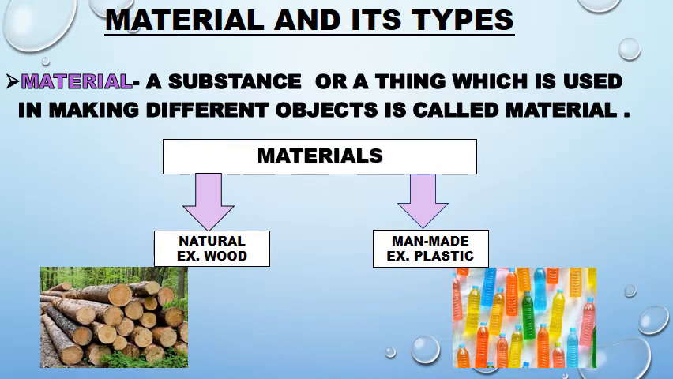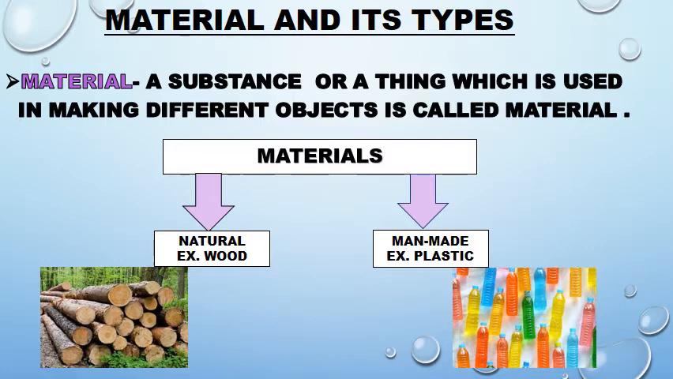Now, let me take an example of a pen. You all know that a pen is an object, but the thing which is used to make it is either plastic or metal. So, plastic or metal is called material. So what is material? Material is a substance or a thing which is used in making different objects.